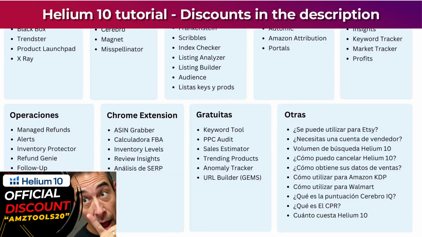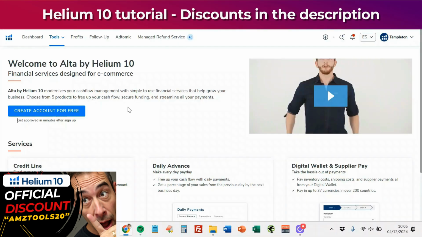Alright, let's take a look at the next tool within the Chrome extension. Let's take a look at ALTA, which is a funding service from Amazon. They give us money based on the metrics of our account. Since this is connected to our Seller Central, they know exactly what our situation is. And basically what it does is evaluate how much money they can provide us.